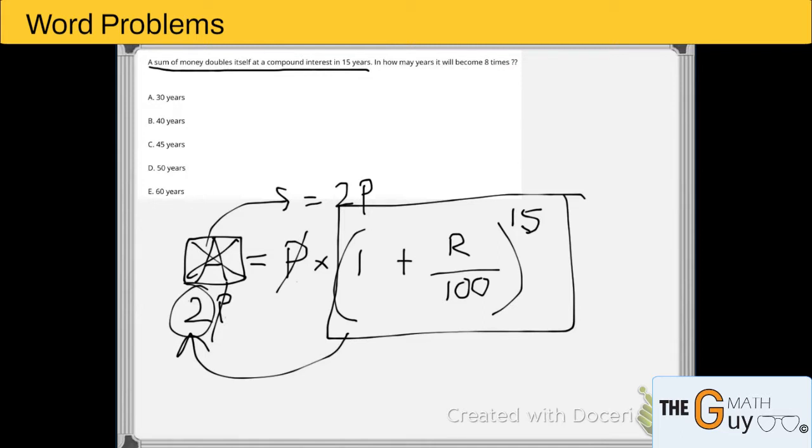In how many years it will become 8 times? First of all, the English to that question is wrong. In how many years it will become 8 times is not the way to phrase it.